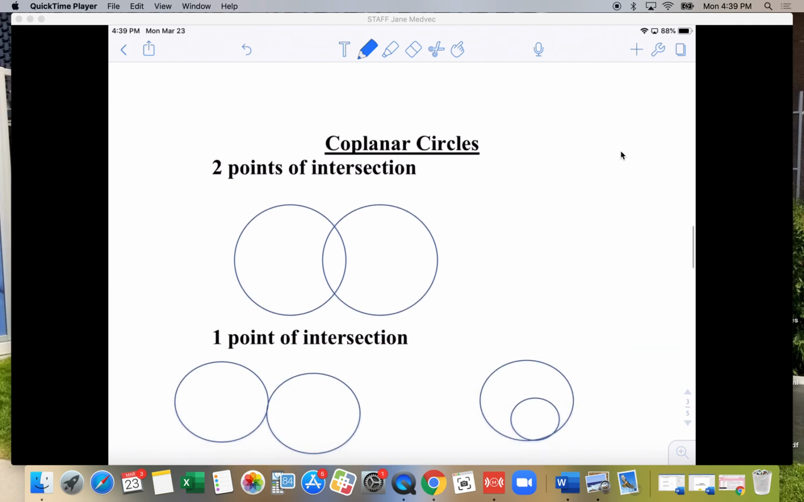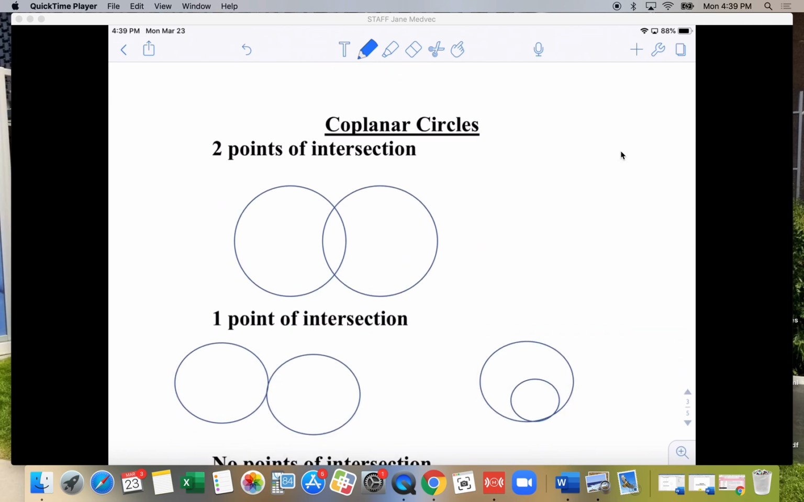All right, now that we know what those terminology words are, we're going to go a little bit further and talk about coplanar circles. What that means is I have 2 circles and they either intersect each other or they just touch each other or one's inside of the other. The main thing that we're going to look at is the points of intersection.